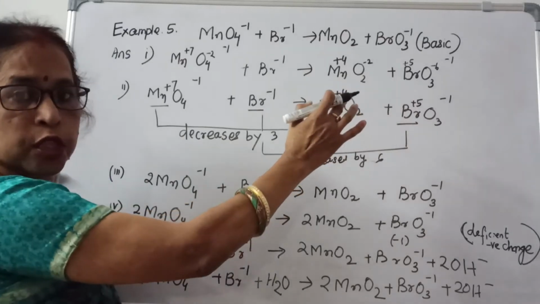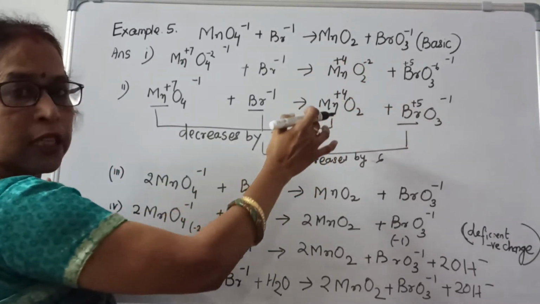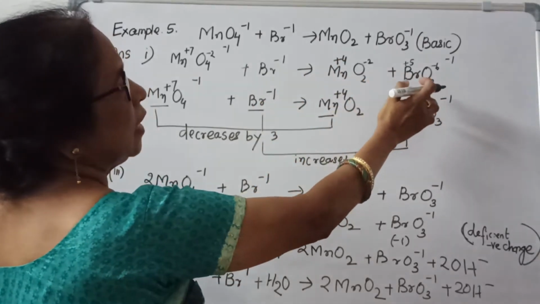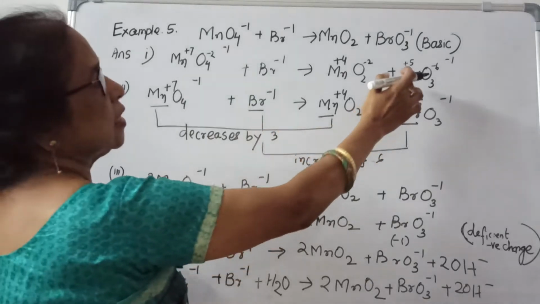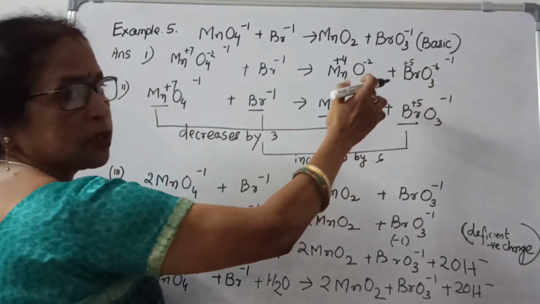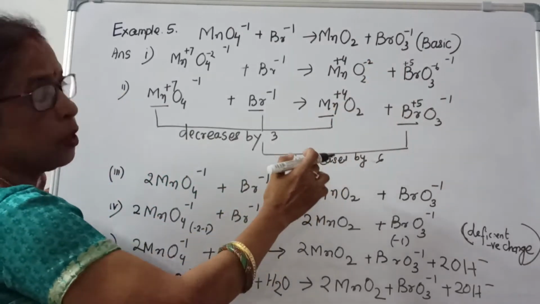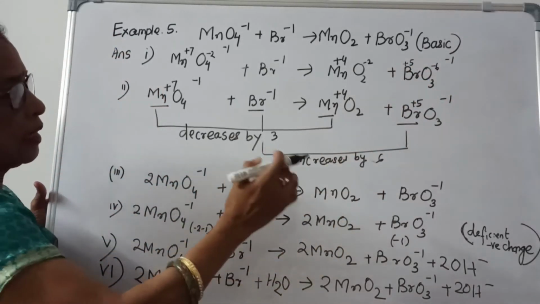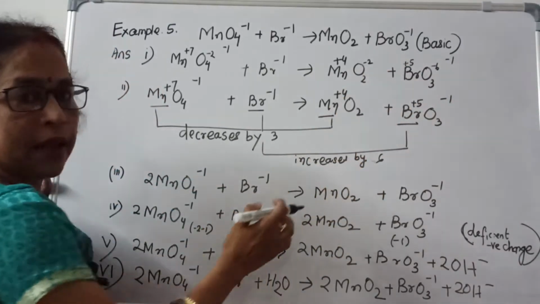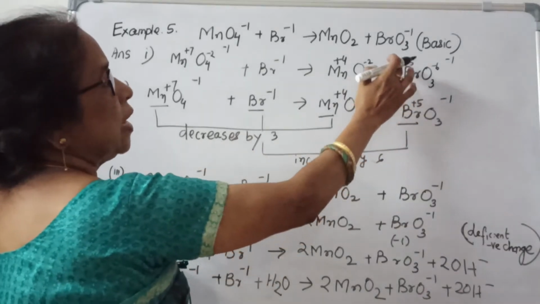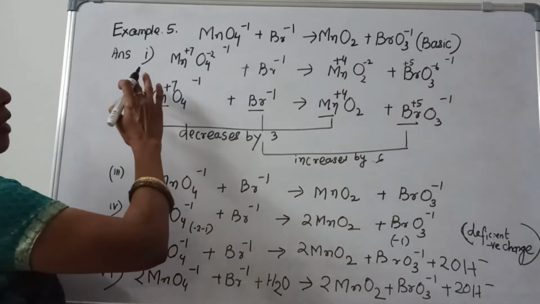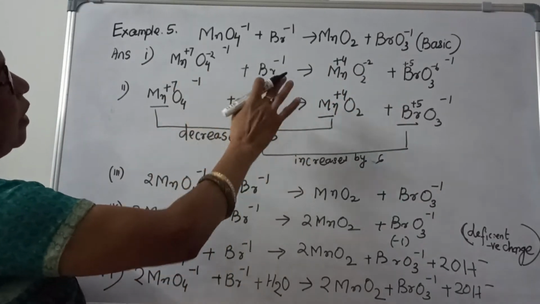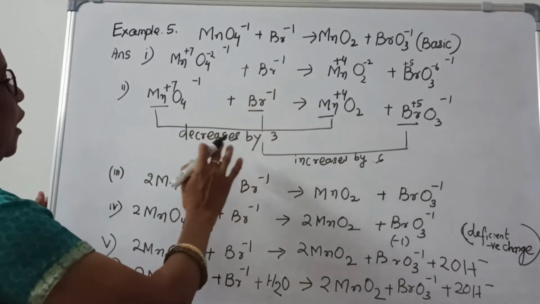MnO2, we know oxygen is minus 2, into 2 is minus 4, and that is why manganese is plus 4. Plus BrO3 minus 1: oxygen is minus 2 into 3, minus 6, and Br is plus 5, so that the sum of the oxidation numbers is equal to minus 1. That means BrO3 has charge minus 1 and Br has plus 5 oxidation number. This is the equation where we have already found all the oxidation numbers of each atom.